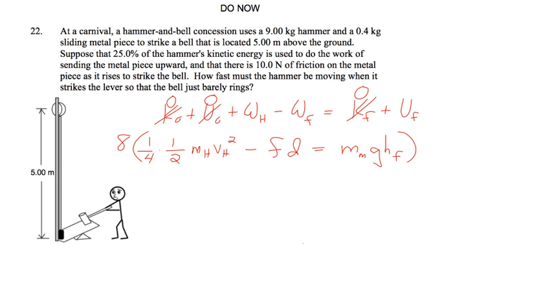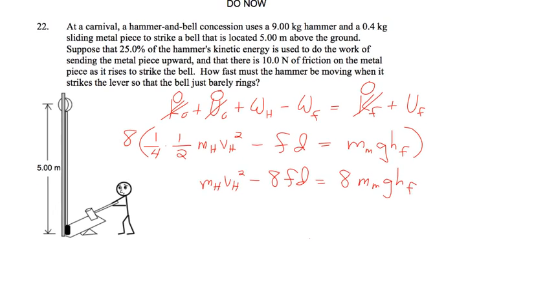So when I multiply the first term by 8, I'm just going to be left with mh vh squared. When I multiply the second term by 8, I'm going to get 8fd. And when I multiply the third term by 8, I'm going to get 8 mass of the metal piece, g, hf. So there's my equation. So to get VH by itself, I'm going to move this term to the other side, and then I'm going to divide by the mass of the hammer and take the square root.